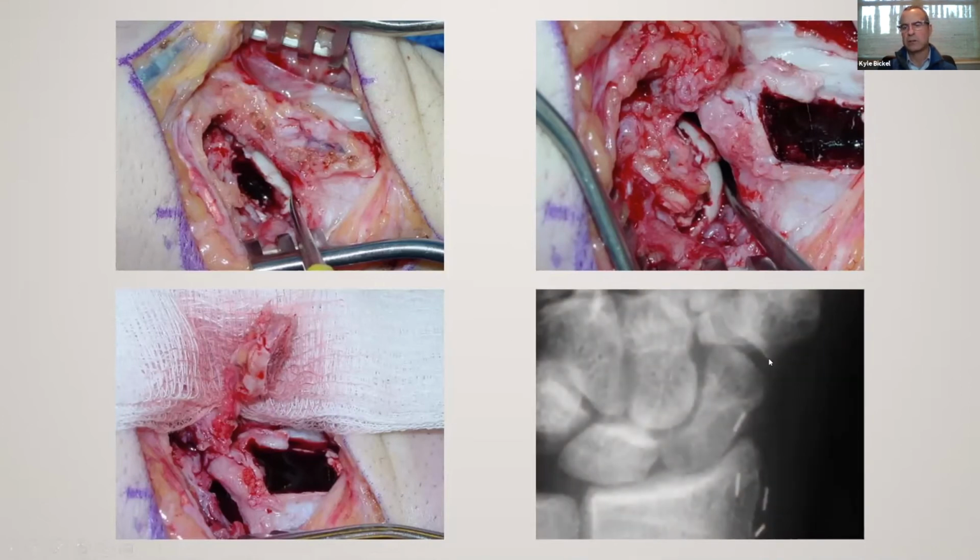This was a case done very early on. I think this is from 2007. And you can see healing at about 6 months with preservation of good anatomy.